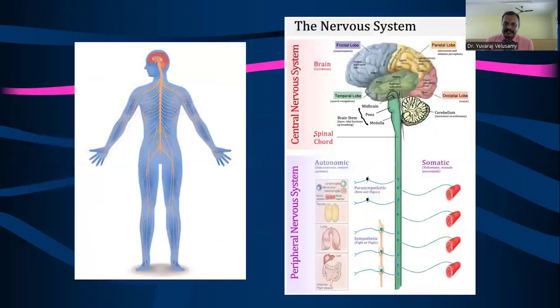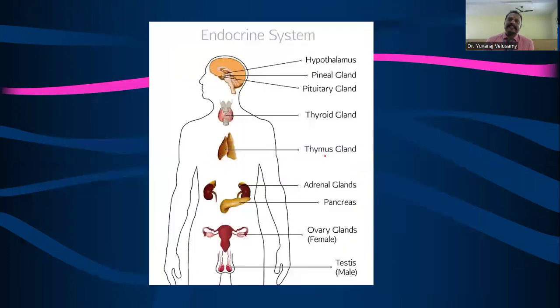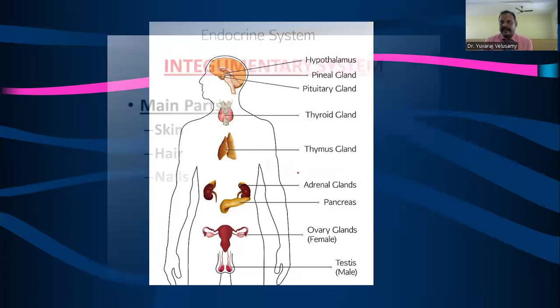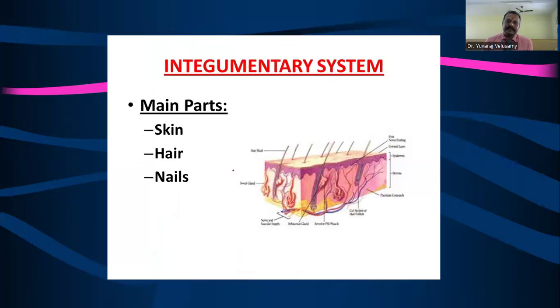Then again control system, nervous system: central nervous system, peripheral nervous system, again autonomic nervous system and somatic nervous system. Autonomic nervous system will be functioning automatically. Somatic nervous system will be functioning voluntarily with our wish. Then we'll discuss in detail. Then again endocrine system, chemical control in our body. Again there are various endocrine glands. You might have studied in lower classes, biology classes. We have various organs to produce endocrine hormones.